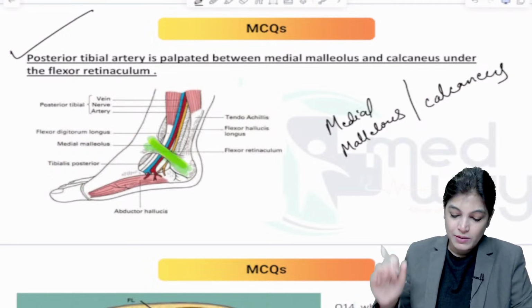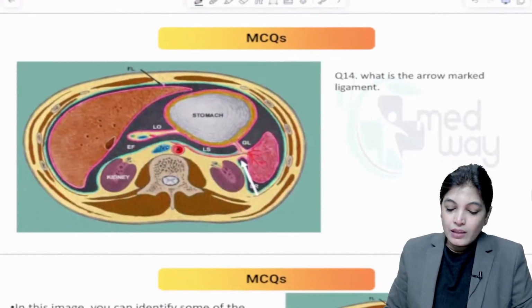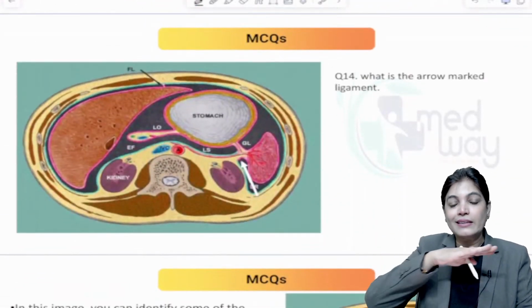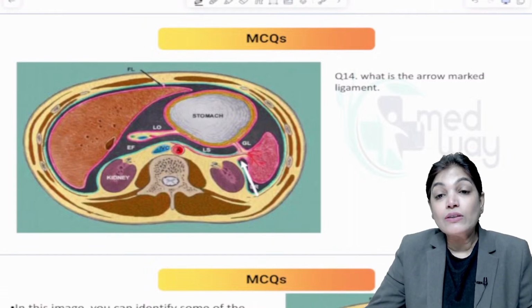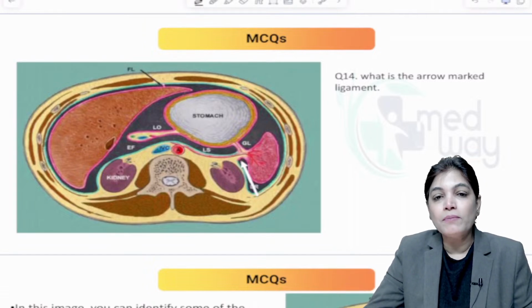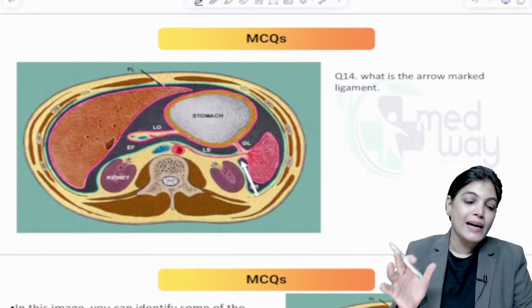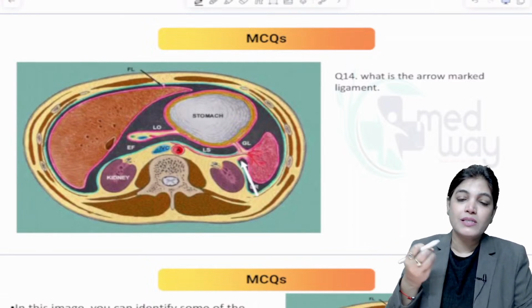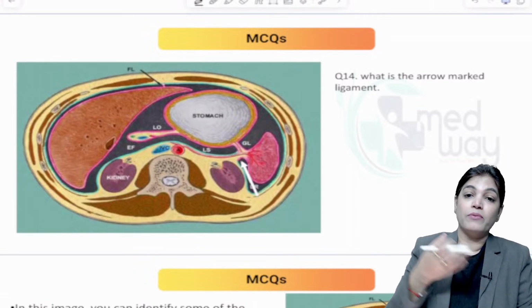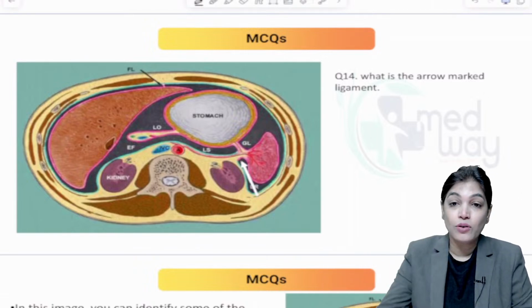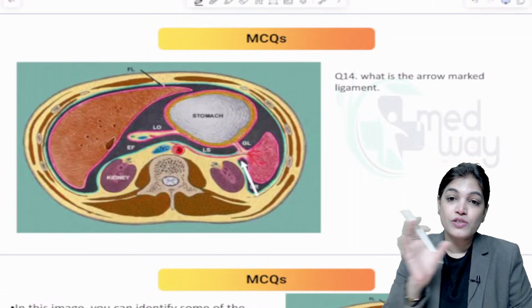So we will mark posterior tibial artery as the right answer. Now one more question was there in which the transverse section, the cross section of the abdomen showing the peritoneal reflections has been seen. You have to mark the arrow marked image. Few students were telling that the question was about gastrosplenic ligament. Few students were telling the question was about lienorenal ligament. Identification and the structures contained.